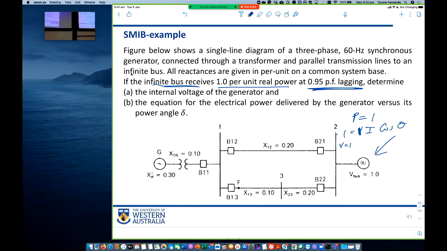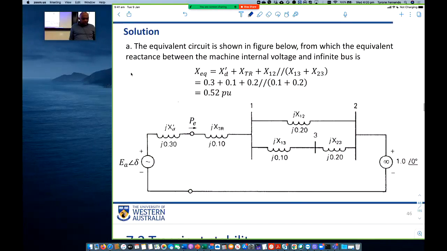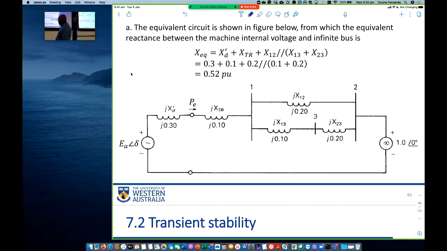So we know how much current is flowing into the infinite bus. You need to know the internal voltage of the generator. So how do we do this? All right, so this is what we have.